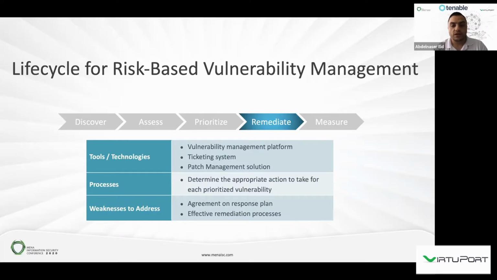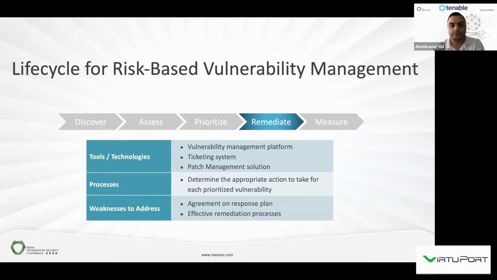So this will require the teams to agree on a reasonable action plan, and there should be no conflict between the security team and the system administrators or network team as well. So all teams should be working with each other, talking to each other in order to reach an efficient action plan.